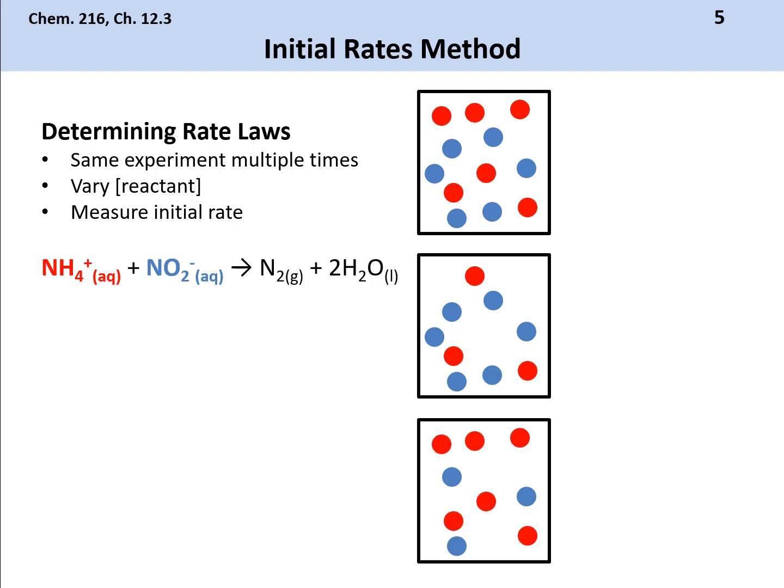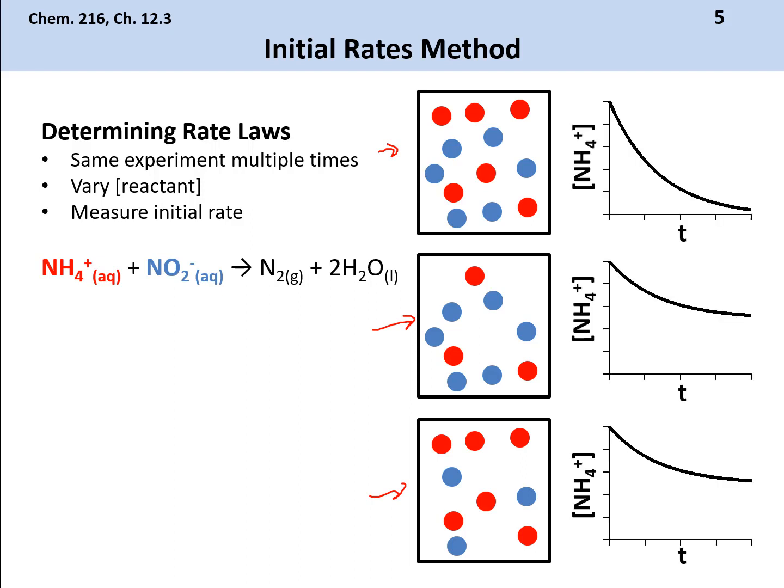This is what we do in experiments. We change one thing, see what happens. Change another thing, see what happens. All right, so let's say we have different sets of conditions here. In each one of these, we have different amounts of my reactants, right? And so what I'm going to do is look at the change in, let's say, NH4+ versus time. Because it's a reactant, it will decrease with time.